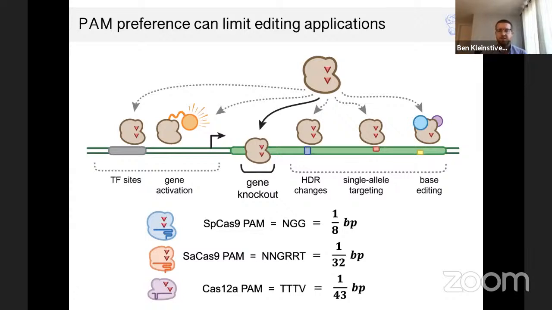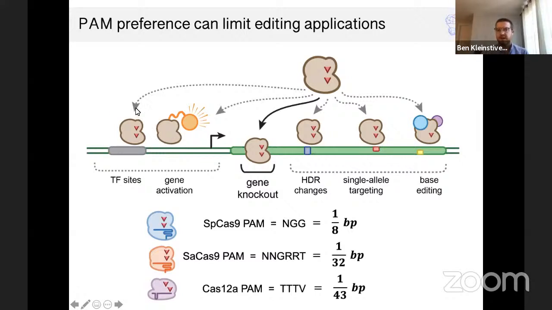differ by single base pair changes, or even for base editing, where you have to position the deaminase in a very short sequence window, some of these enzymes, including SpCas9, can actually be very restrictive in how you can use these enzymes for genome editing. This also becomes very important in how you envision perturbing non-coding parts of the genome as well.